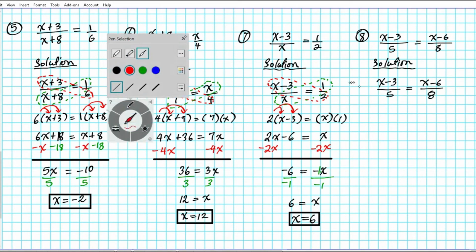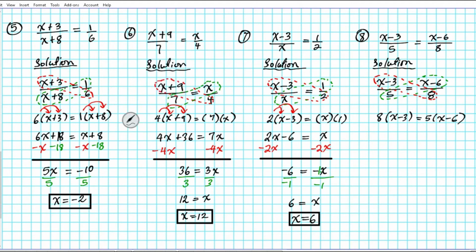We're going to multiply the numerator on the left with the denominator on the right, and then the numerator on the right with the denominator on the left. So just cross multiply. Have a nice little star there. So that yields 8 times the quantity x minus 3 equals 5 times x minus 6.